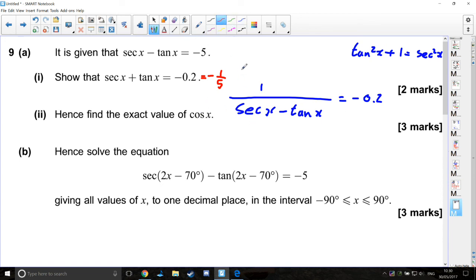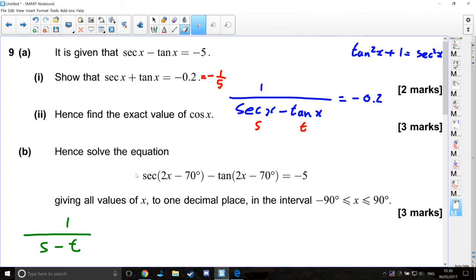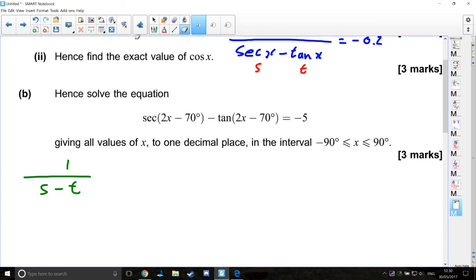First off, I'm just going to call this S and this here T for the next part. So 1 over S minus T. And what I want to do is make that S plus T. I'm going to multiply this by 1. It's not just any one, it's a special chosen one. I'm going to multiply it by S plus T over S plus T.